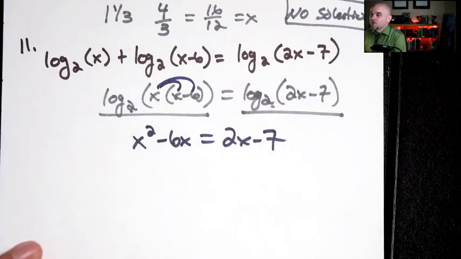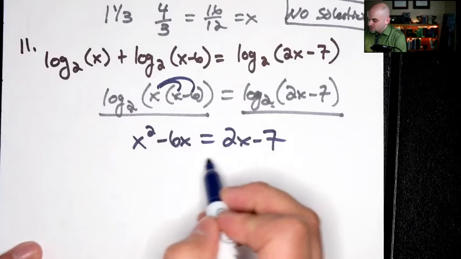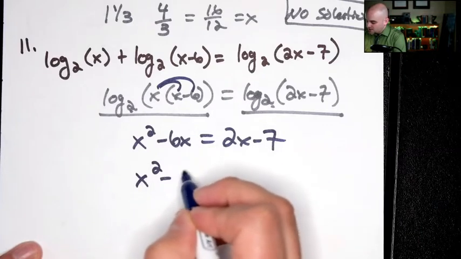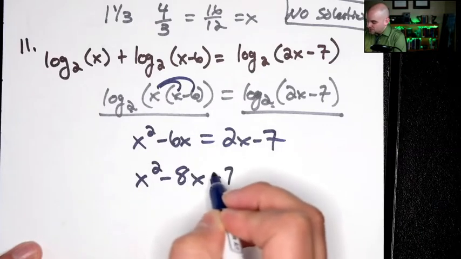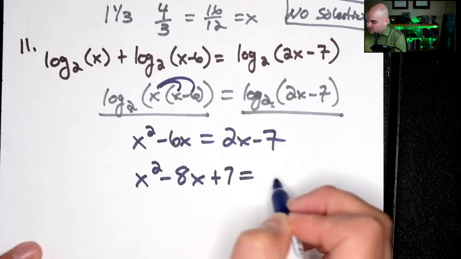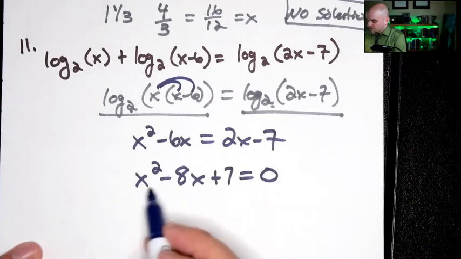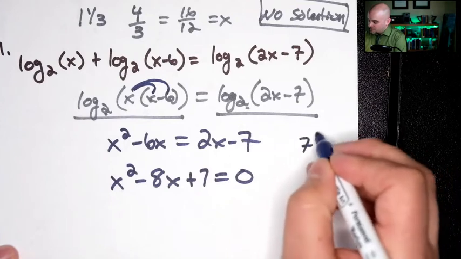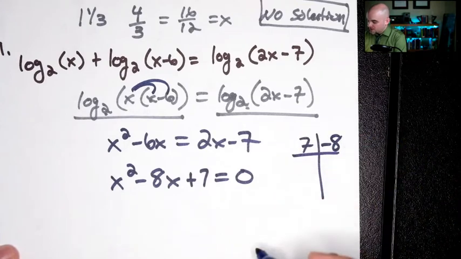Move everything over to one side so I can solve it. If I subtract 2x from both sides, I get x squared minus 8x, and I'm going to add 7 to both sides, plus 7 equals 0. Let's see if this will factor. I want factors of 7 that add up to the middle term, negative 8.